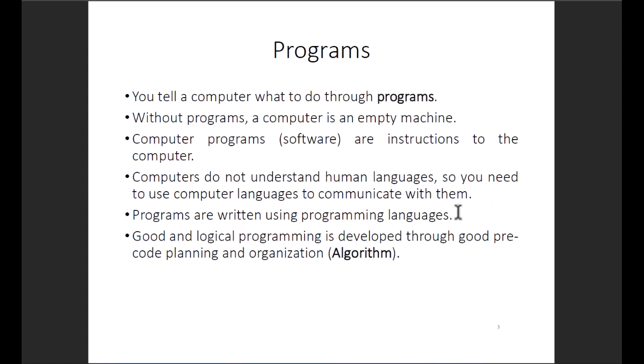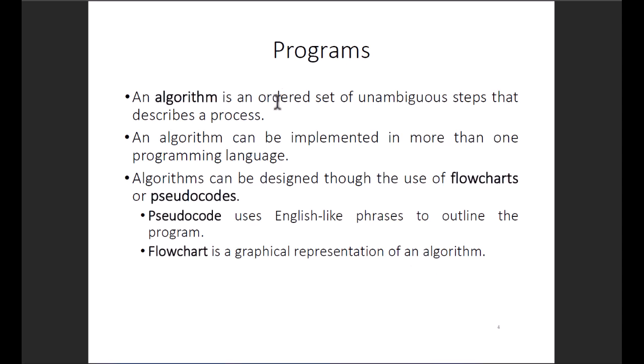So programs are written using an object-oriented language. Now, good and logical programming is developed through good pre-code planning. Before you write a program, you need an algorithm. So we will see what an algorithm is. An algorithm is the logic part, an ordered set of steps for how things can be done. We will take examples. But first, algorithms can be divided into pseudocodes or flowcharts.